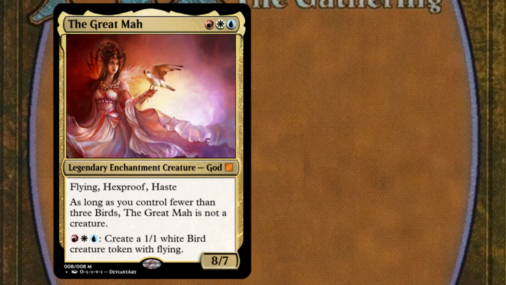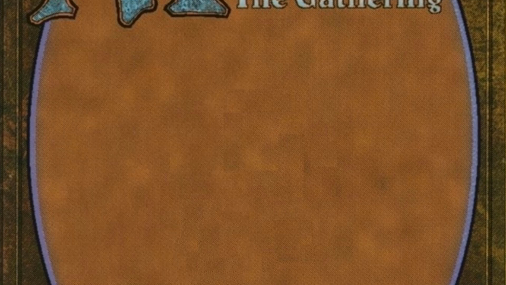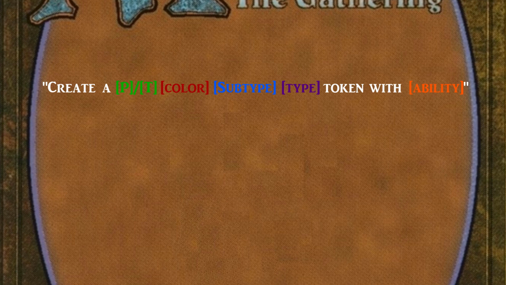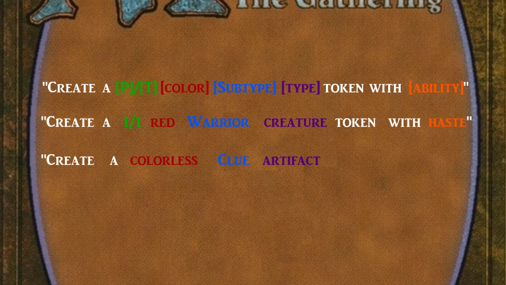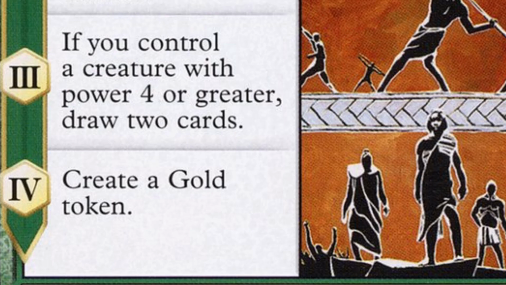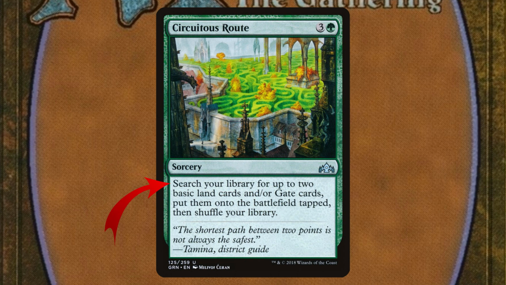In order to have a card create tokens, use the wording "create a power/toughness color subtype type token with ability," like this. "Create a 1/1 red Warrior creature token with haste," or "Create a colorless Clue artifact token with '2, Sacrifice this artifact: Draw a card.'" Though when pressed for space, you may be able to abbreviate it, I guess. Try not to. Anytime you have a player search their library, you must also have them shuffle it afterward.